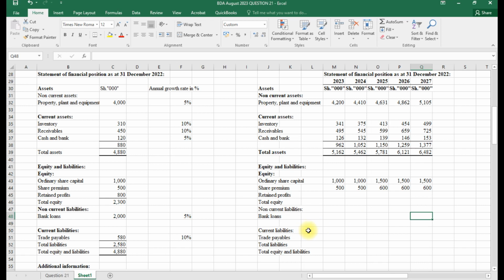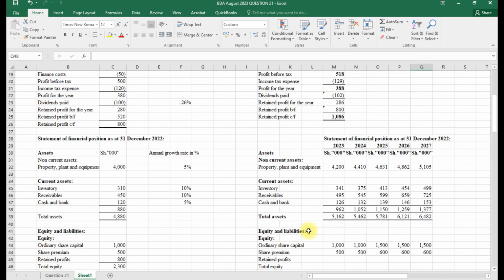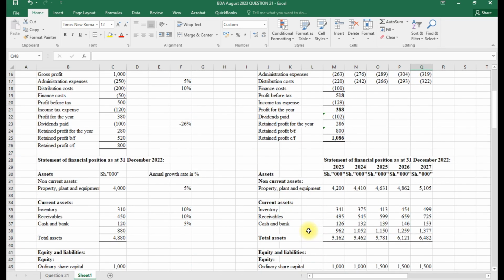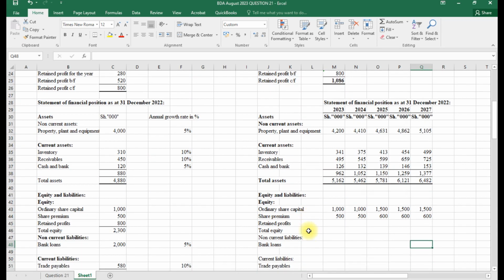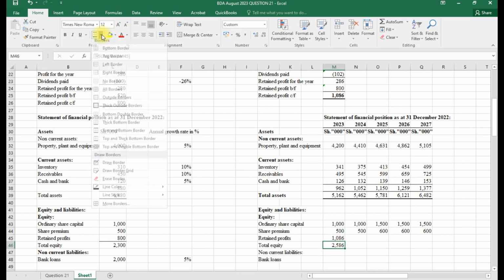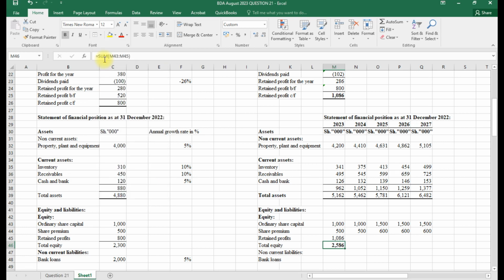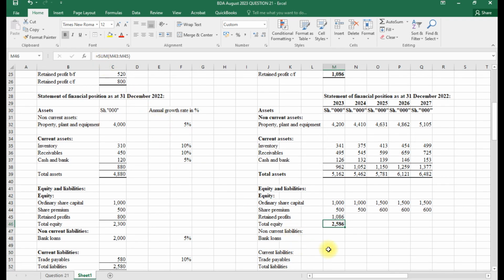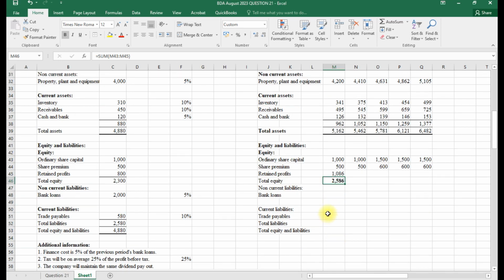For the retained earnings, already we have it for the first year. Retained profit, the carried forward, already we have it. The carried forward here, we have 1086. So to get our total equity, alt equals, so this will be our total equity there, and non-current, the balancing figure is a bank loan.